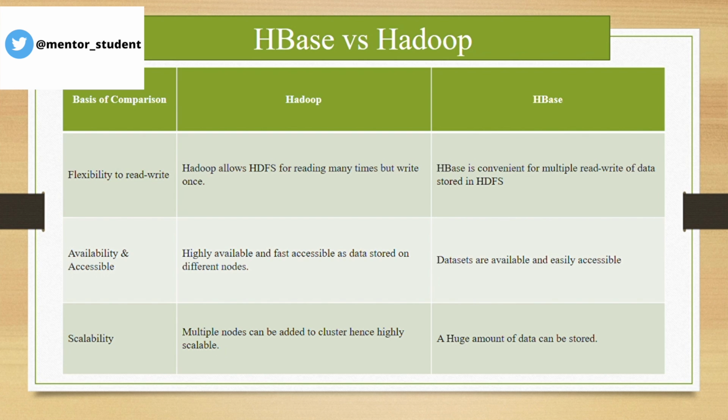Availability and accessibility: Hadoop is highly available and fast accessible as data is stored on different nodes. Different nodes means name node or data node in Hadoop. But in HBase, datasets are available and easily accessible just because HBase is column family based data. In terms of scalability, like Hadoop, multiple nodes can be added to the cluster, hence highly scalable. But in HBase, a huge amount of data can be stored because the infrastructure or storage system of HBase is entirely different compared to Hadoop.